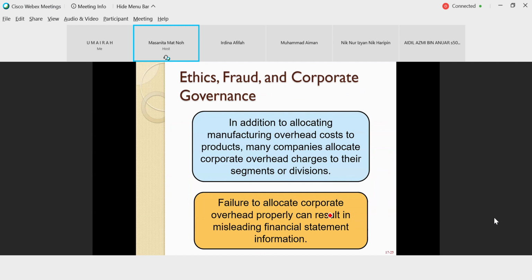Okay, so macam-macam figure boleh keluar. Okay, so what I'm trying to say is that kalau orang ada niat tak baik, then dia boleh je nak buat, maksudnya there is possibility lah for them to manipulate the figure. Okay, so dia kata manipulate corporate charges to the segments or division. Failure to allocate corporate overhead properly can result in misleading financial statement information.